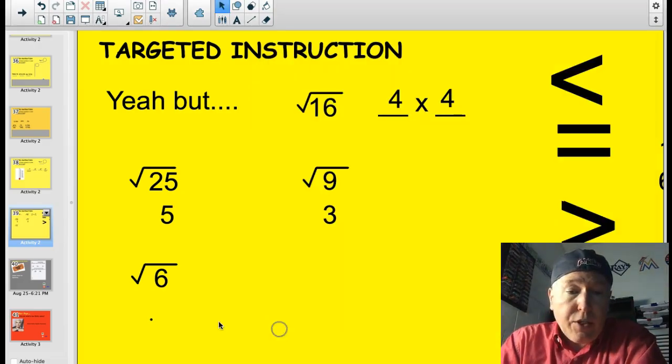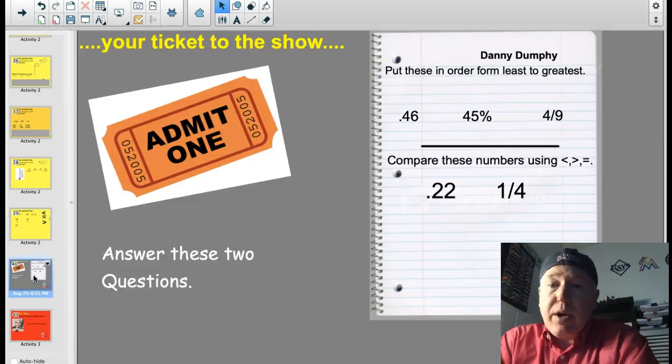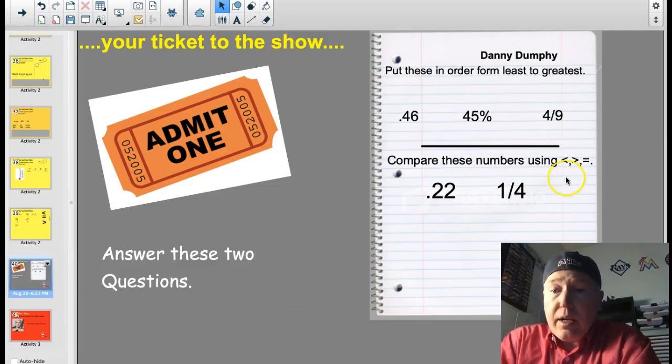All right, I think you are ready for the ticket to the show. Here you go. Take a quick peek. Put these in order from least to greatest. Compare these using inequality symbols. Go ahead and write that down.